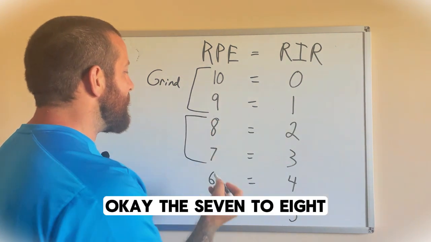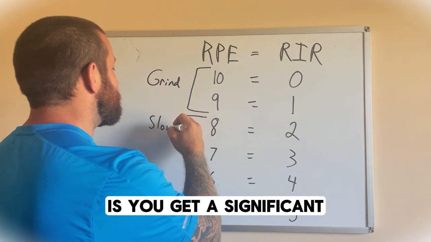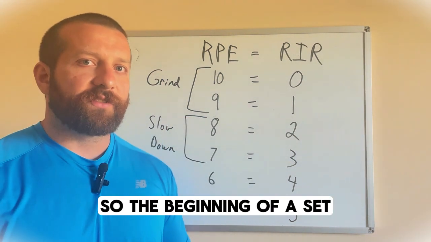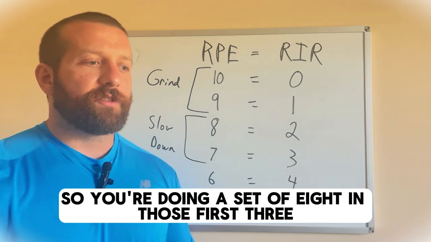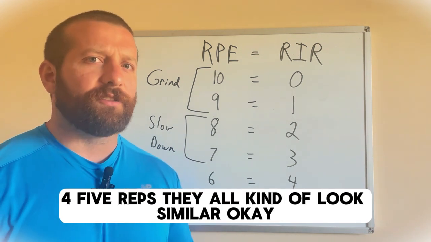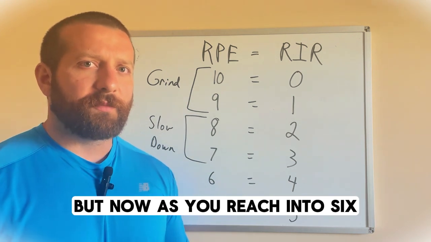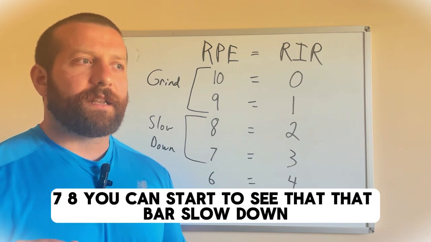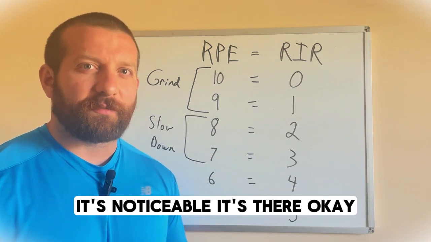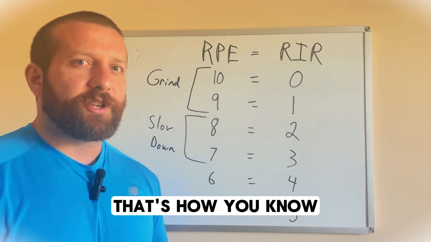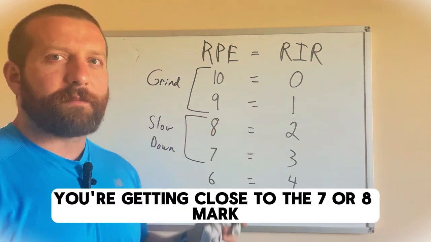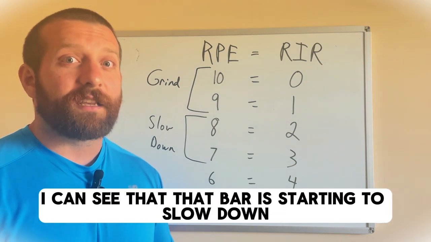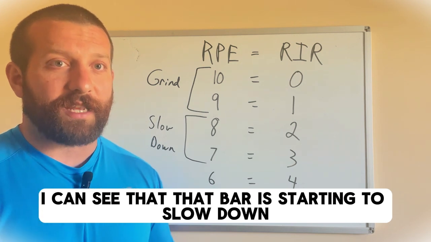Okay, that's how you know you're getting close to that 9 or 10. Okay, the 7 to 8 is you get a noticeable slowdown. So in the beginning of a set, say you're doing a set of 8, and those first 3, 4, 5 reps, they all kind of look similar. But now as you breach into 6, 7, 8, you can start to see that bar slow down. It's noticeable. It's there. Okay, that's how you know you're getting close to the 7 or 8 mark, that you have 2 or 3 reps left, as I can see that bar is starting to slow down.